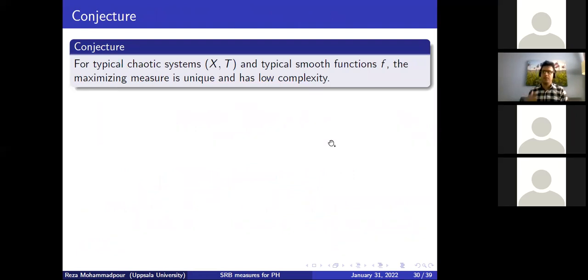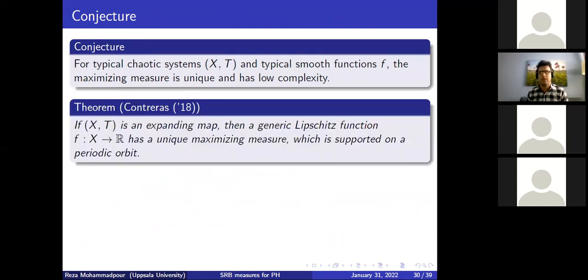In ergodic optimization of the Lyapunov exponent, the main question is as follows. Is the entropy of the Lyapunov maximizing measure 0 under generic assumption? I mean, this conjecture: for a typical dynamical system T and a typical smooth function f, the maximizing measure is unique and has low complexity.